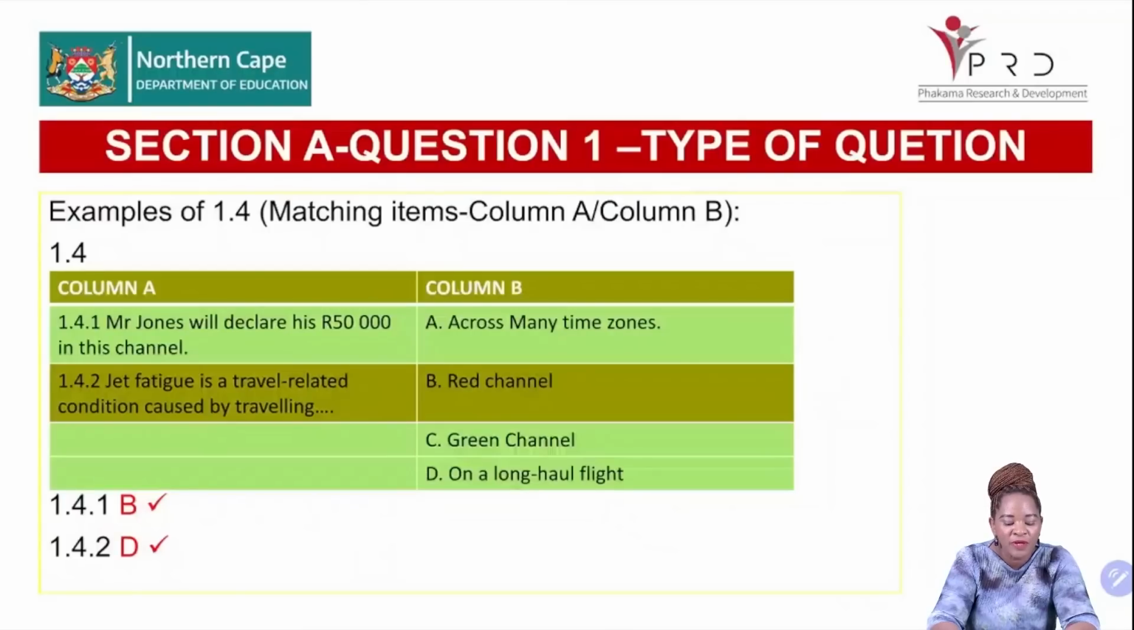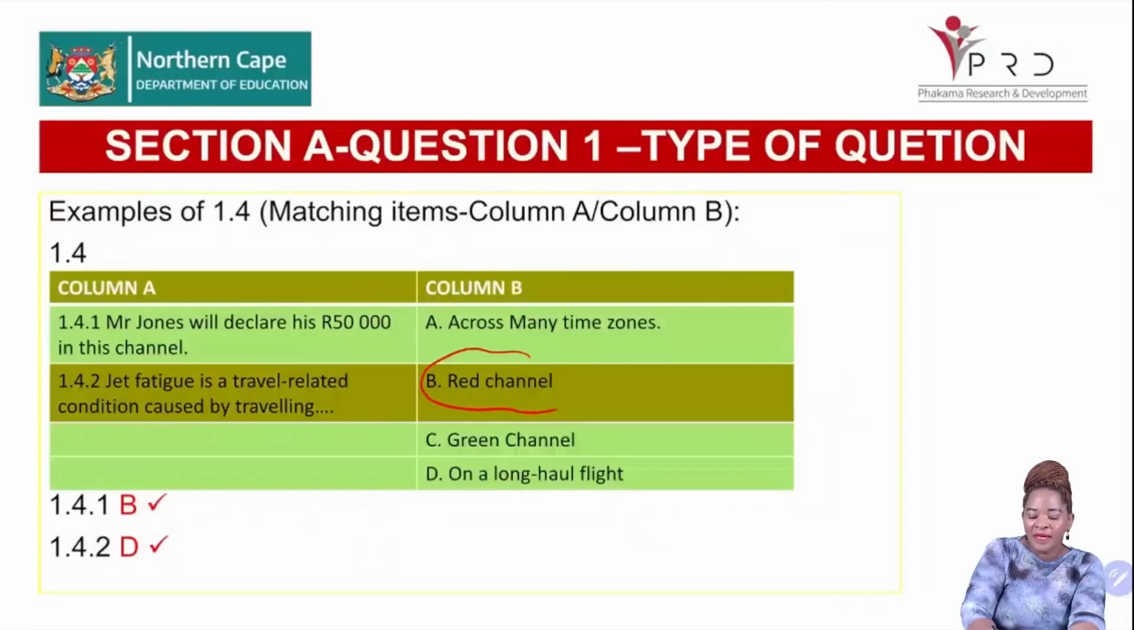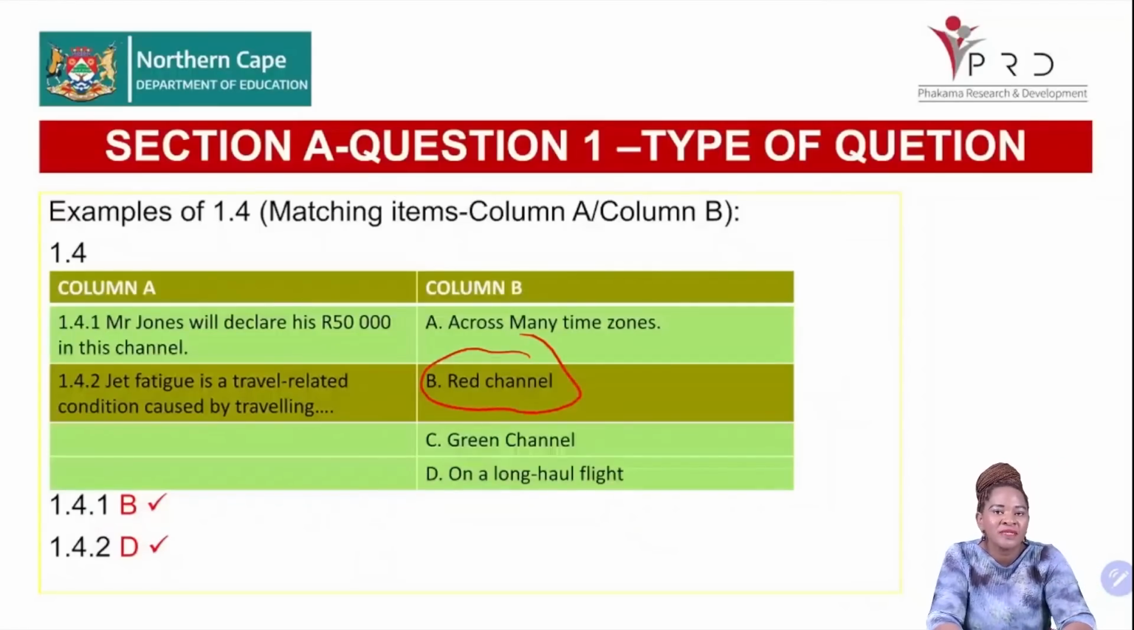If you're looking at 1.4.1, it says Mr. Jones will declare his 50,000 rand in this channel. So if a passenger is declaring, in which channel is the passenger declaring at the airport? Obviously, you declare at the red channel. We do not declare at the green channel.